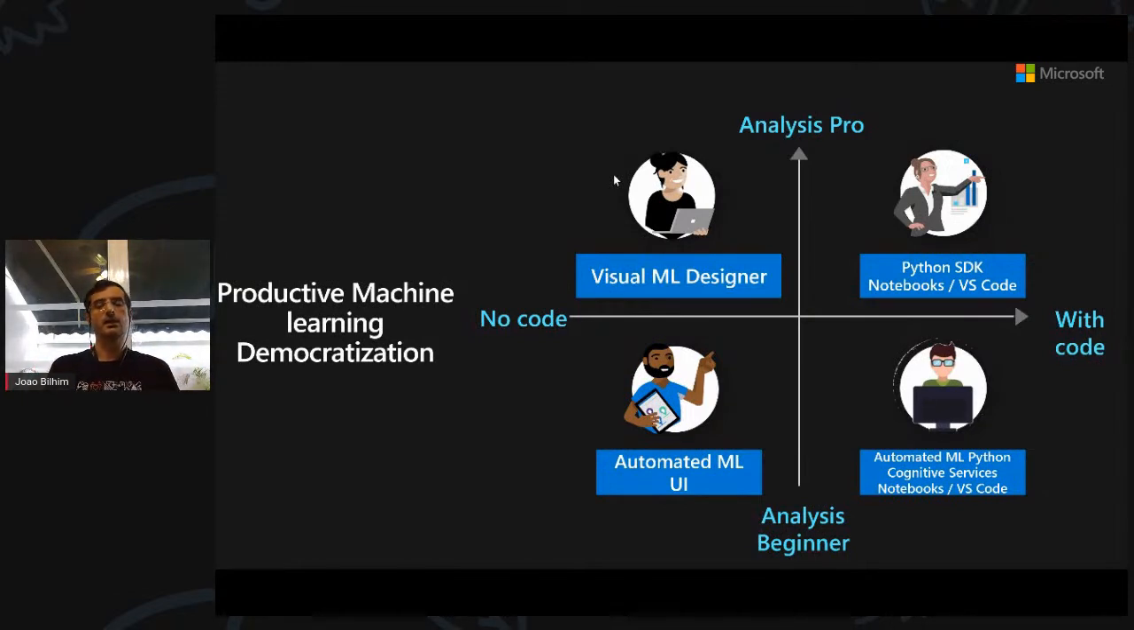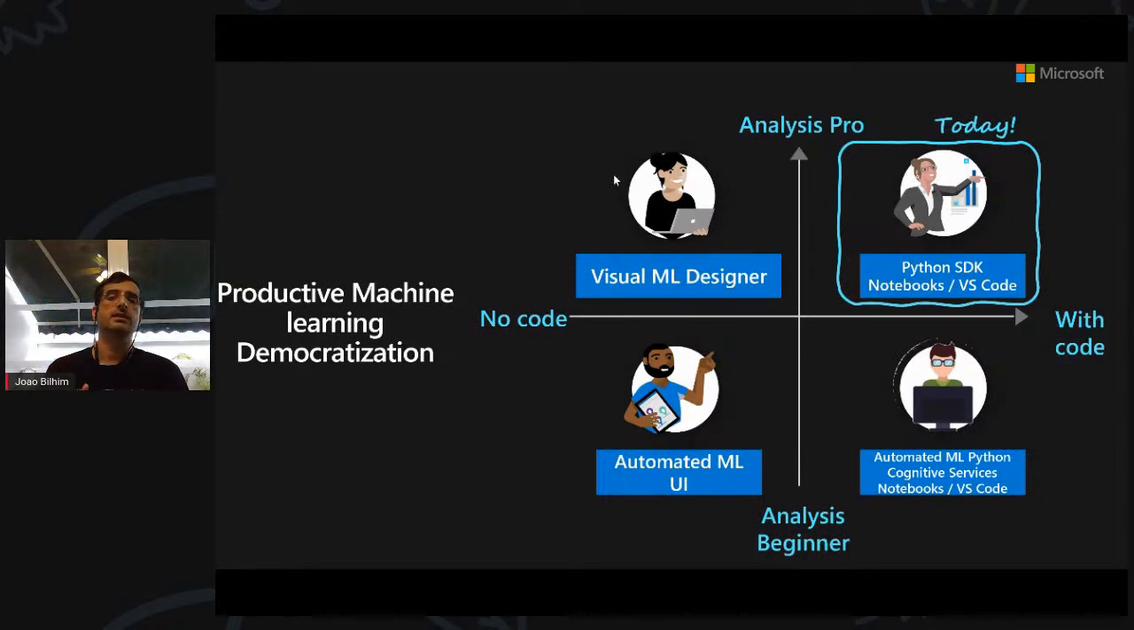Now, on the other side, with a preference for code, on the bottom, if you're a beginner, you can use, again, still the automated machine learning UI with the SDK. You can use our AI cognitive services, or obviously you can start getting your feet and hands wet with notebooks and Visual Studio Code. Now, today, we're going to focus up here. We're going to focus from now onwards on the next demos on the Python SDK for Azure Machine Learning, and we're going to focus on notebooks and VS Code.